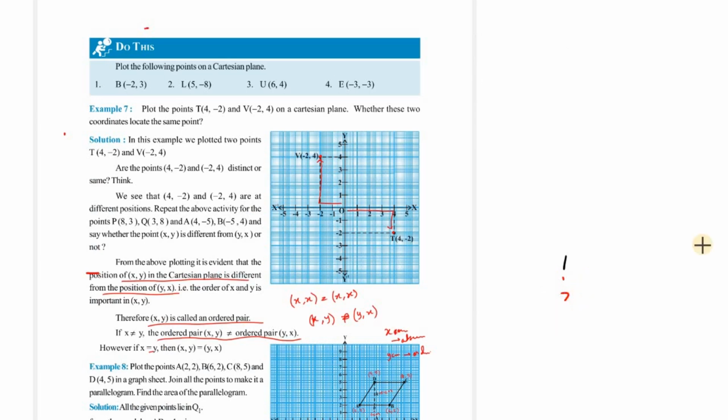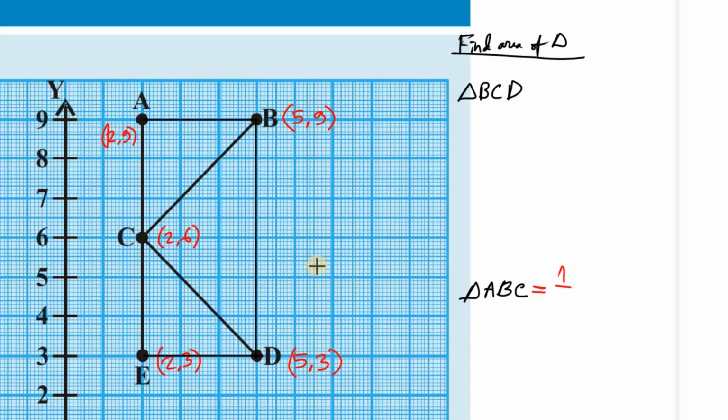Now, why is this happening? Half into base. Now, how much is the base? This one is the base, right? Now, see what's the difference? The base will be 5 units minus 2 units. So, basically 5 minus 2. Okay. What is the height?